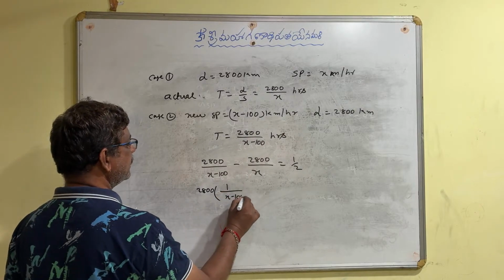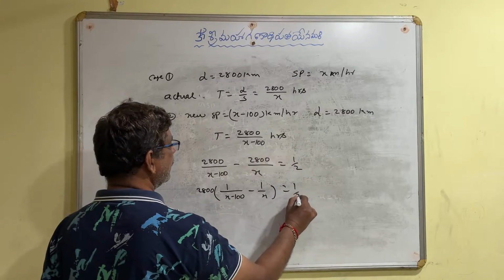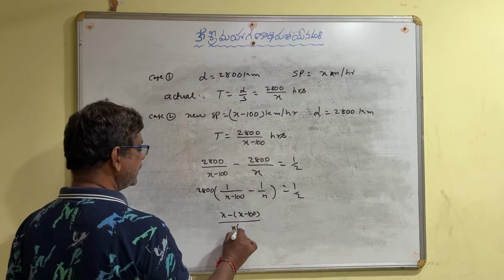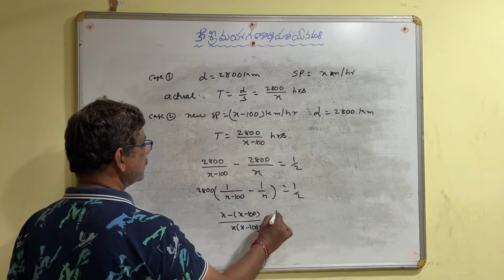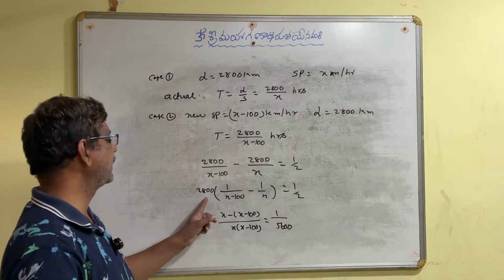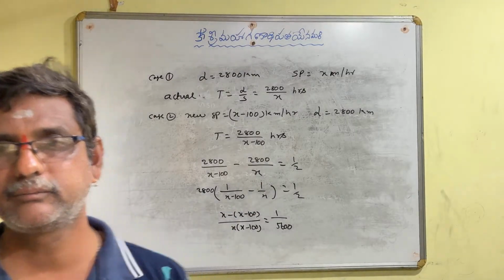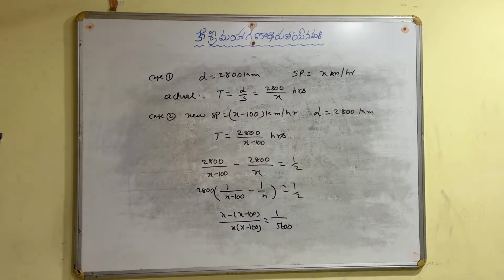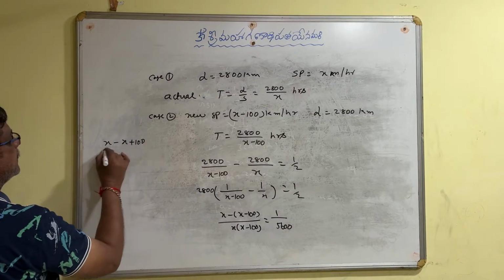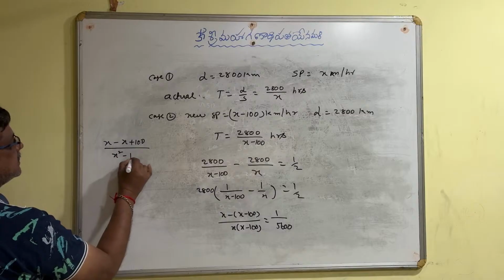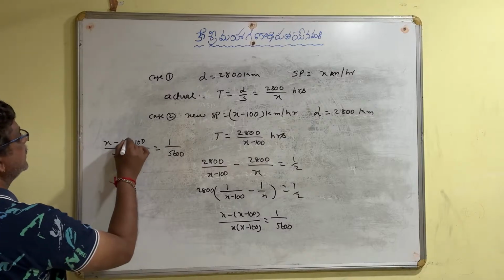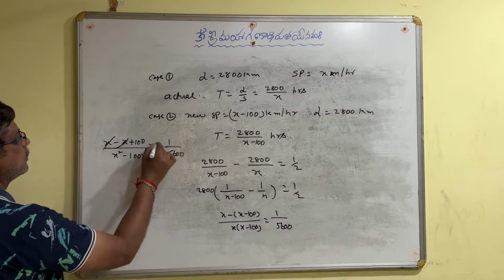1 by x minus 100 by 1 by x is equal to half. So x minus of 100 by x into x minus 100 is equal to 1 by 5600. This 2800 goes to the other side and becomes 1 by 2800. Now when you simplify this, x minus x plus 100 by x square minus 100x is equal to 1 by 5600. These two get cancelled. Then if you do cross multiply, what will you get?